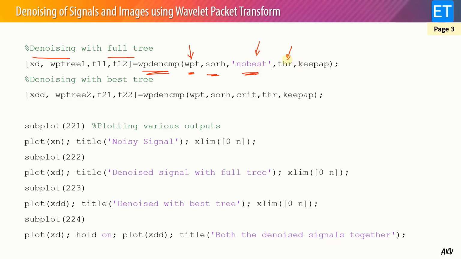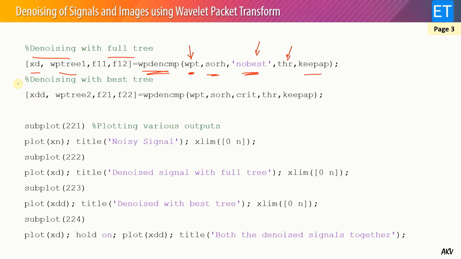So this is the threshold value, and keepapp is 1. That means your approximation coefficients will not be thresholded. So in XD I will achieve the denoised signal, and in WP tree 1 I will achieve the full decomposition tree.